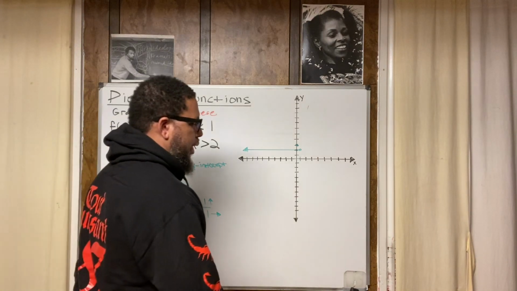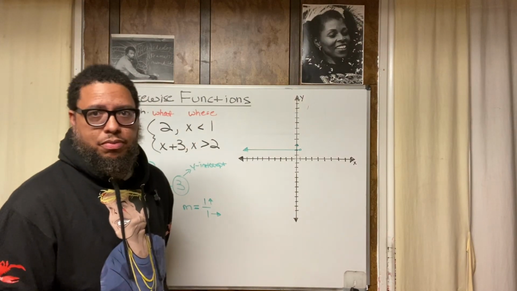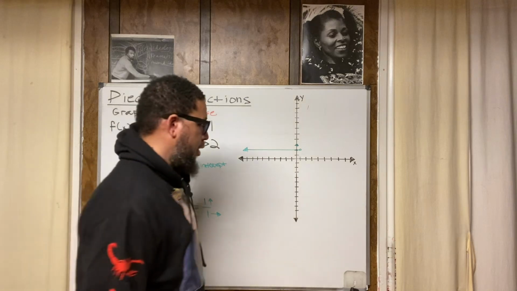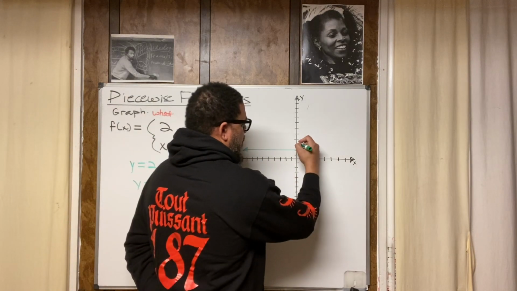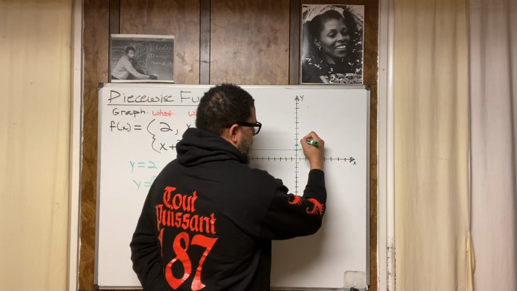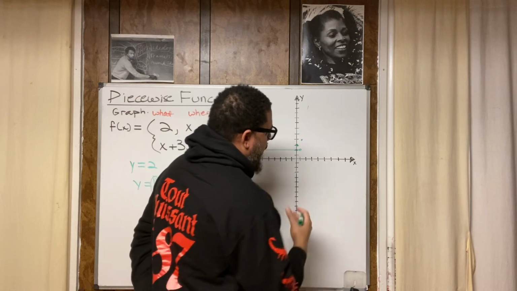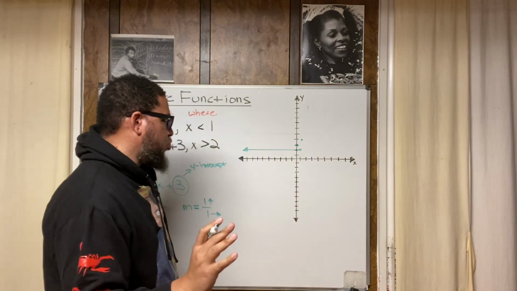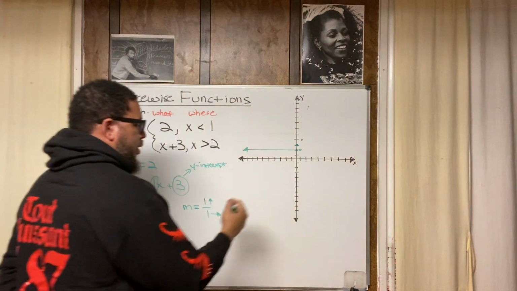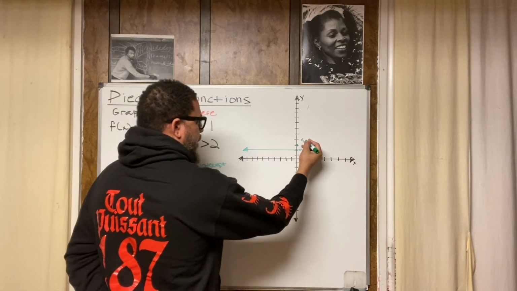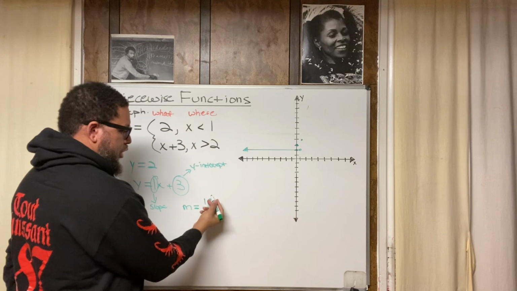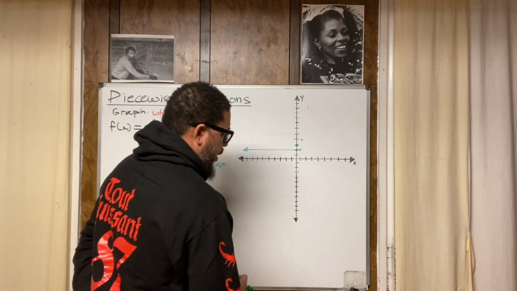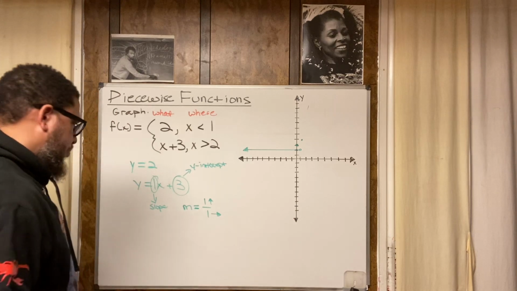So now, what do I do? The slope is like a set of directions. It's not a point. It's a set of instructions. So from this point, we're going to go up 1 space and to the right 1 space. We only need a minimum of 2 points to draw a line. So I've got my 2 points: my y-intercept and my second point that I got from using my slope. I went up 1 space and to the right 1 space. So now, check this out.